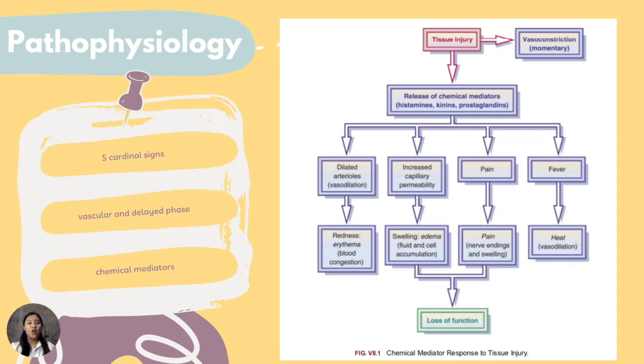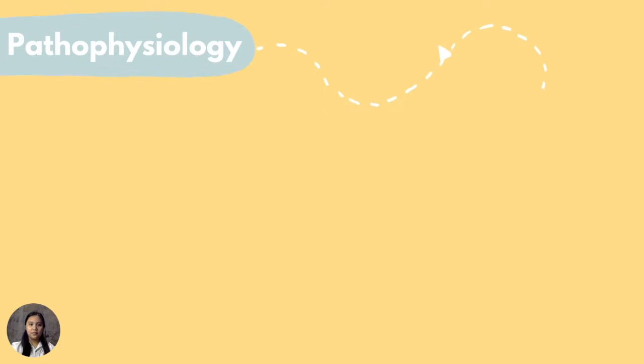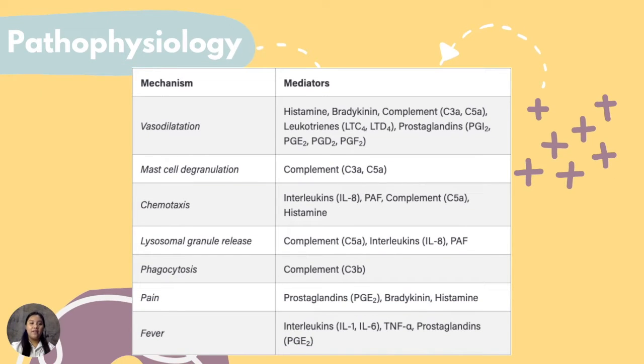These are what we call the 5 cardinal signs of inflammation, specifically the redness, swelling, pain, heat, and loss of function. In this slide, I have a table here, but we're just going to focus on the vasodilation, pain, and fever because chemical mediators such as the complement C3A, C5-3, as well as the interleukins, I haven't discussed that. So let's focus first on the mediators such as the histamine, bradykinin, prostaglandins, as well as the COX.